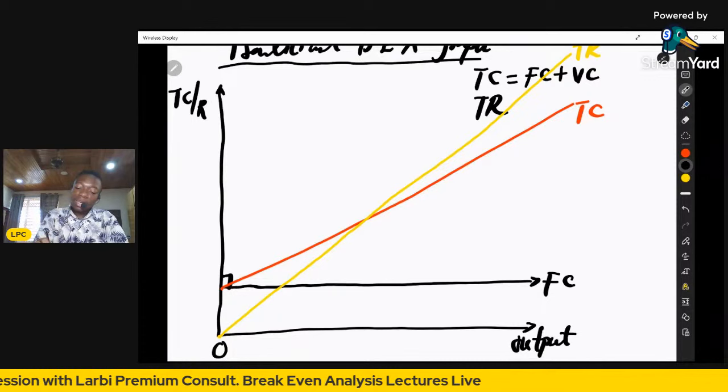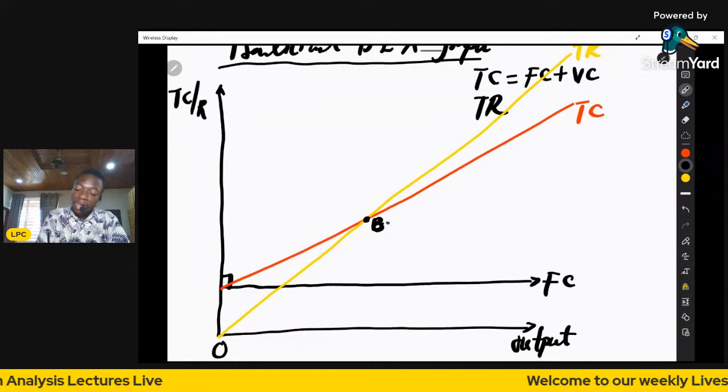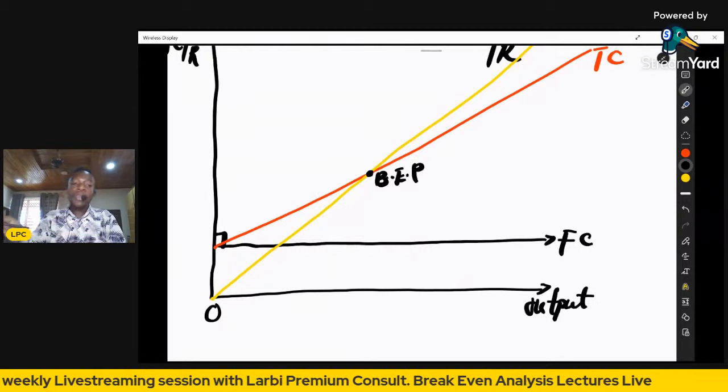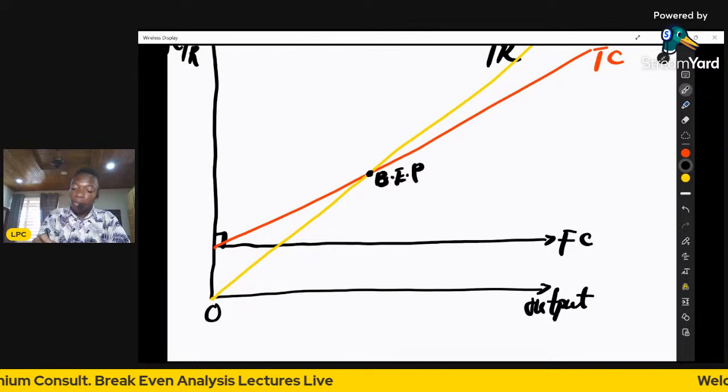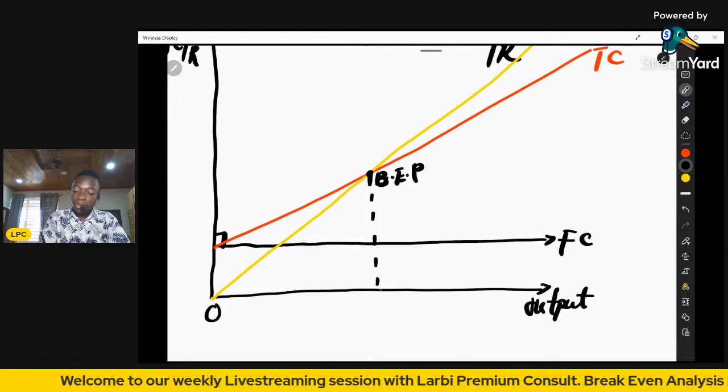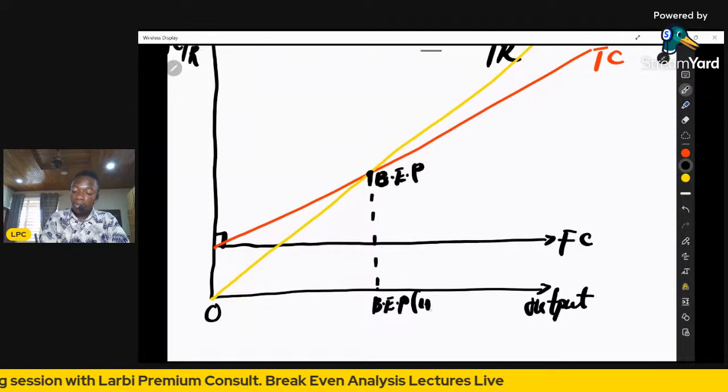So we have our break-even point. We have our BEP being the break-even point. So it's at this point where we neither make a profit nor make what? A loss, right? So this is our break-even point. And when I trace from this break-even point down to meet the output line, we have what we call our break-even point in terms of what? Unit. So this is going to be our break-even point in unit.